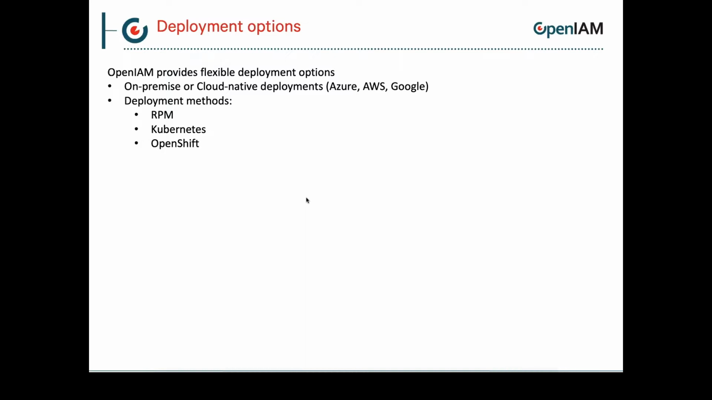Okay. The other part is that you can also choose between deploying in an RPM or in a Kubernetes type of environment, you can pick and choose. Or you can also use OpenShift, which is more of a layer onto a Kubernetes type of platform. Right?